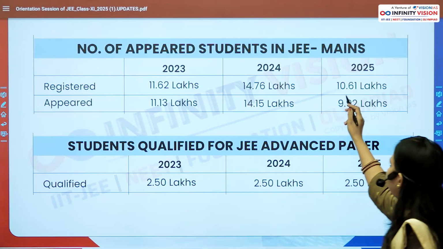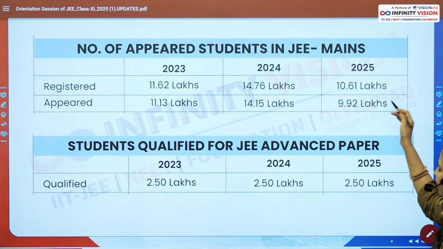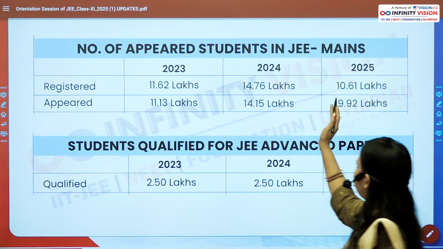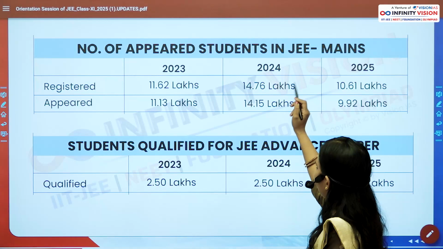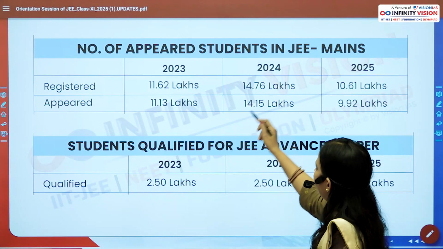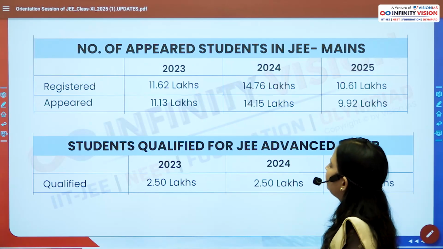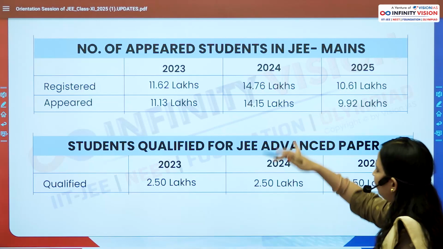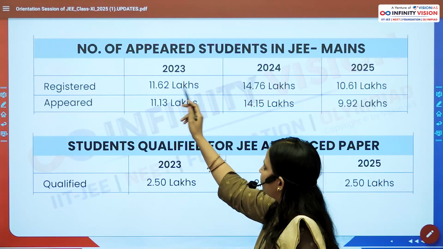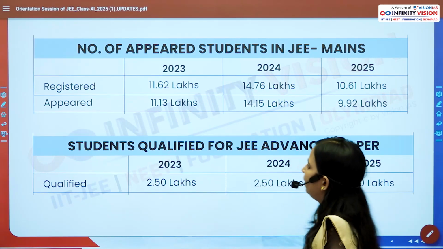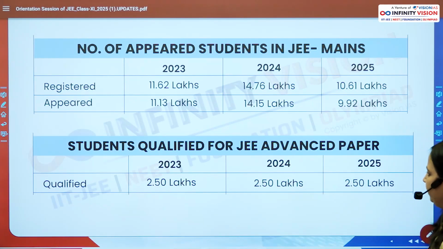This year, around 10.61 lakh students have registered and 9.92 lakh students have appeared for the exam. This trend was very high in 2024: 14.76 lakhs were registered, and 14.15 lakh students appeared. This is comparatively higher than 2025. Again in 2023, around 11.62 lakhs registered and 11.13 lakhs appeared. So in 2024 we can see the numbers were quite high.